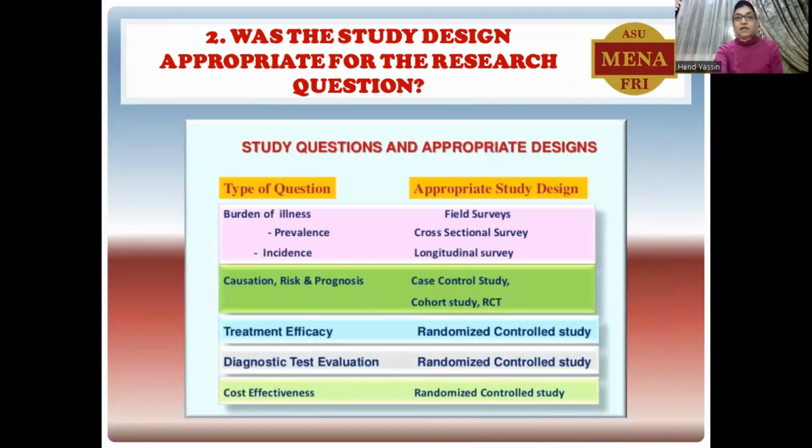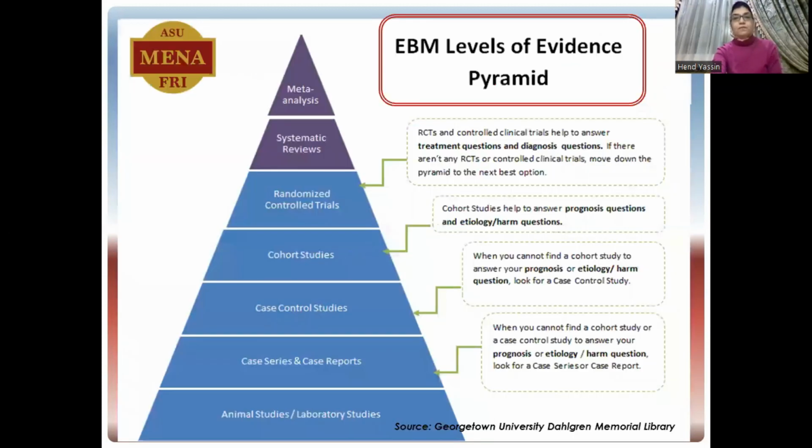Second, is the study design appropriate for the research question? And about the levels of evidence which were described in the lecture before, according to the type of question, for example, for a prevalence study, we use a cross-sectional study. For causation, risk, and prognosis, we can use a case control study, cohort study, or RCT. For treatment efficacy, the RCT, randomized controlled trial, and so on: the appropriate study design for the specific type of question.